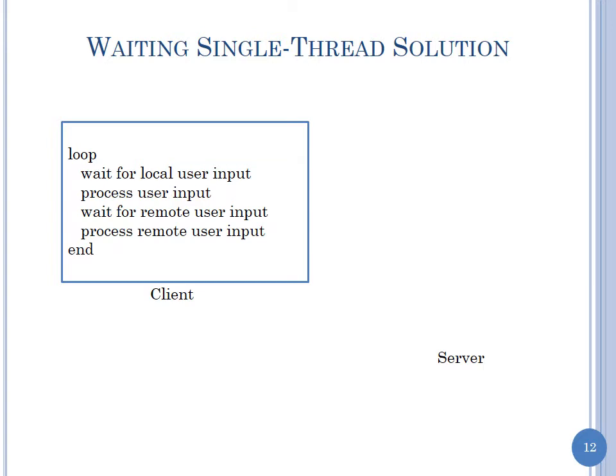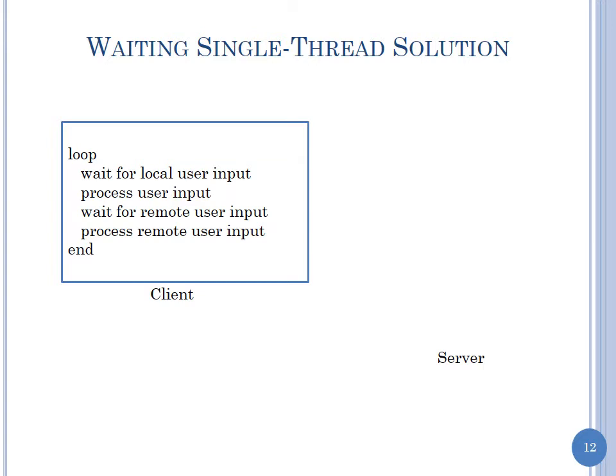Okay, so I could write my client as follows, and this is where the answers you guys gave make sense now. I could say, wait for local user input. This is the main work that you guys are talking about. Process the user input. Now I've got to do the next step. When I was not distributed, I would just wait for user input again. But I have to also wait for remote user input, either directly from the remote process or from the server, and then reprocess that. So this is what I have to write if I have a single thread.